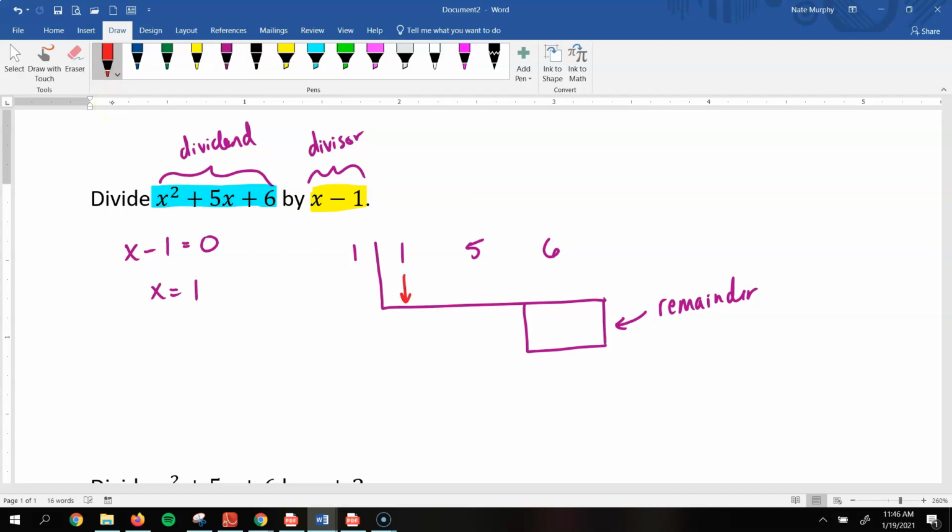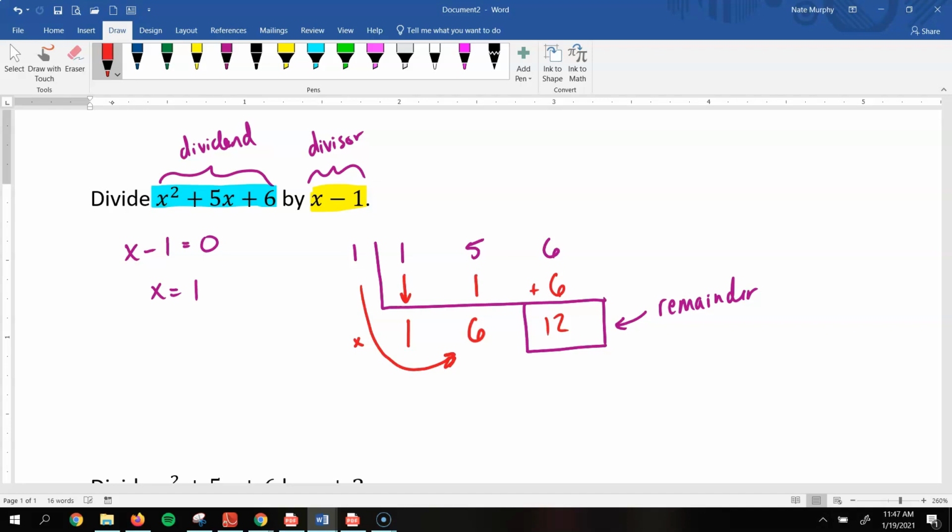Here's the process. We always start by just bringing down that first term. There's nothing to add to that first term, so we just bring down a 1. Then we multiply 1 times 1, and we put that product underneath the 5. Then we add those two numbers together. So 5 plus 1 is 6. We repeat that same process until we run out of numbers. Here we have 1 times 6, which is 6. Now I just add those together and I get 12. That tells me that I'm going to have a remainder of 12.